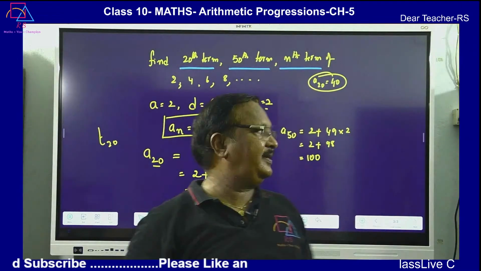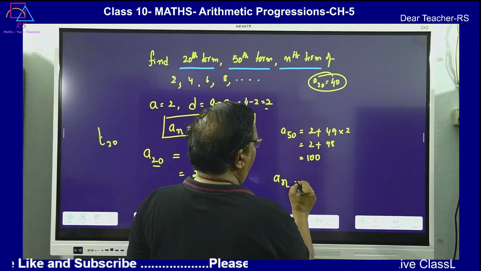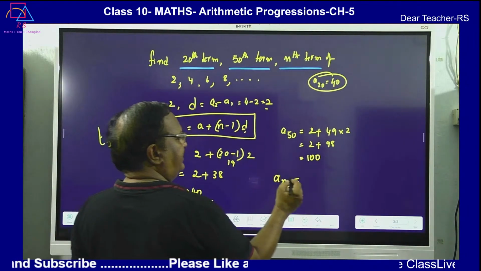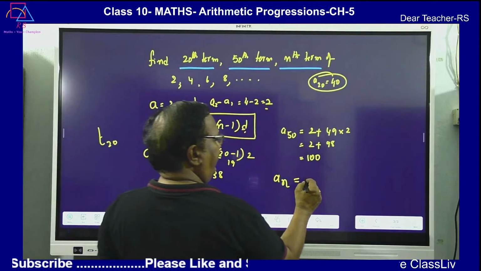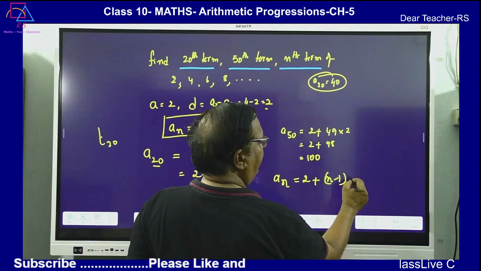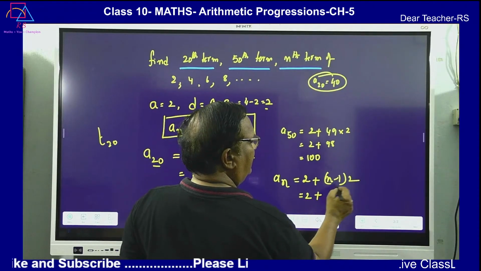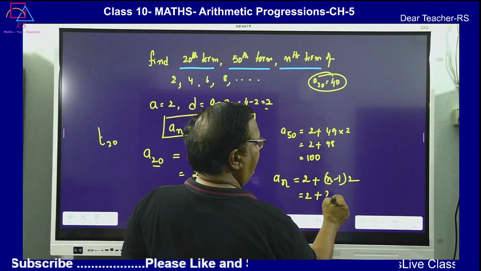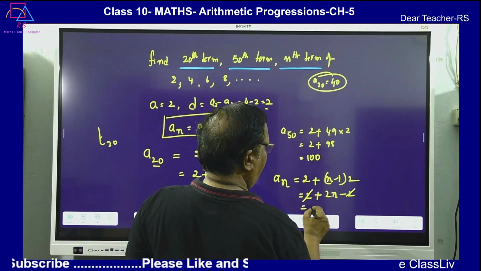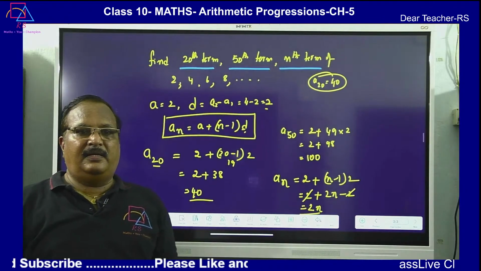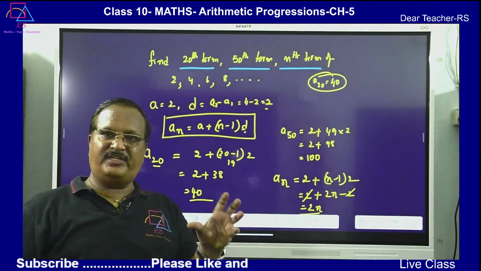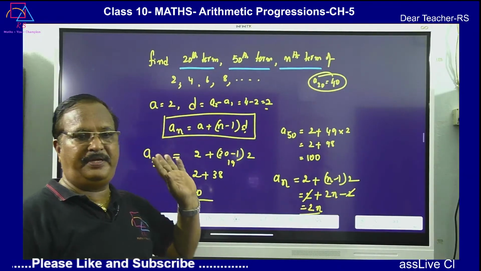In the same way, An also you can write. How will you get An? A is 2, n is n only, and D is 2. So 2 plus 2n minus 2. This 2 will get cancelled, which is equal to 2n. So this is how you have to find a particular term, a specific term of an AP.